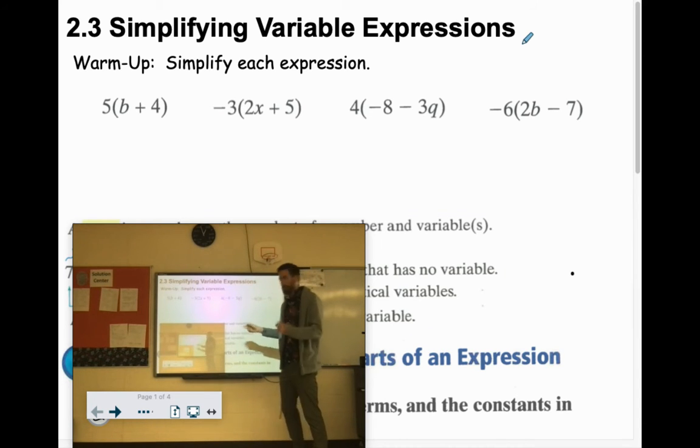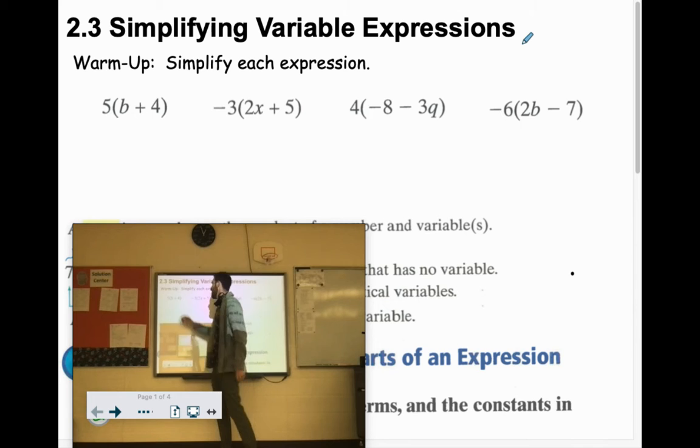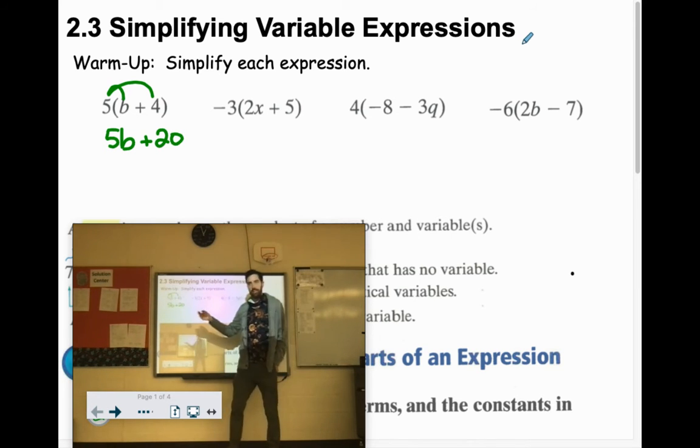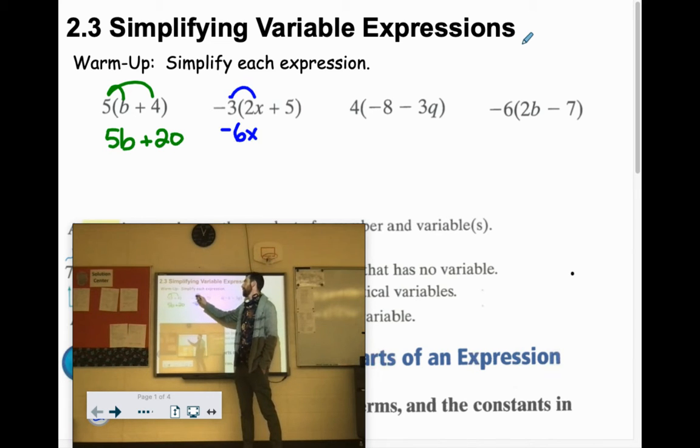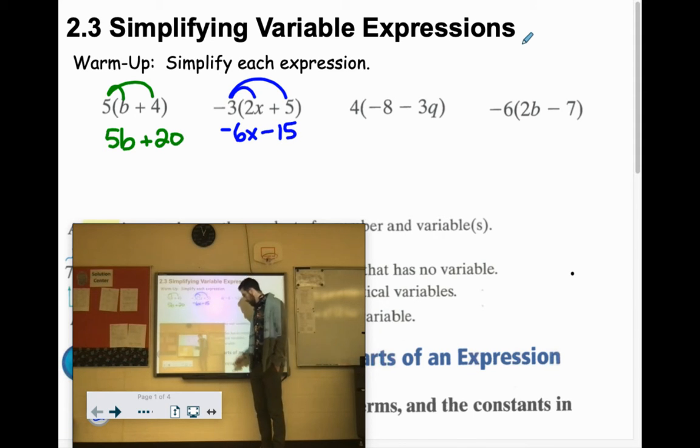Hey, let's distribute. All right. 5 times b is 5b. 5 times 4 is 20. You can't combine those. Those are unlike terms. Negative 3 times 2x is negative 6x. Negative 3 times 5 is negative 15. Yeah, you know this.